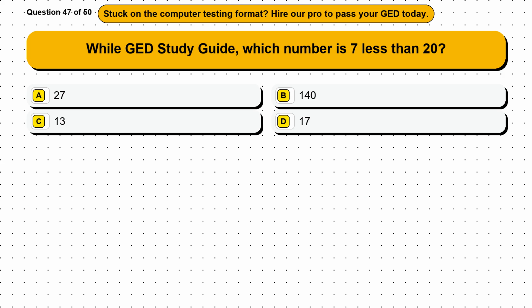Question 47. While GED Study Guide, which number is 7 less than 20? Option A, 27. Option B, 140. Option C, 13. Option D, 17.